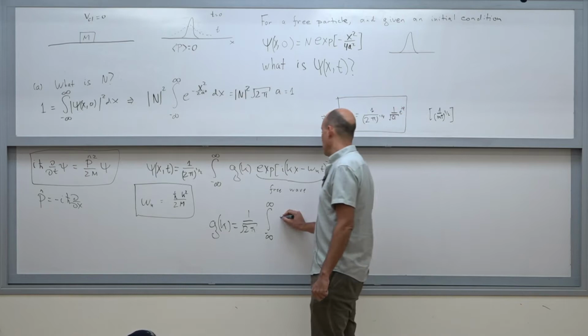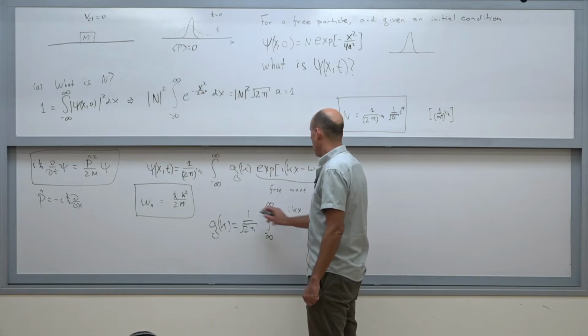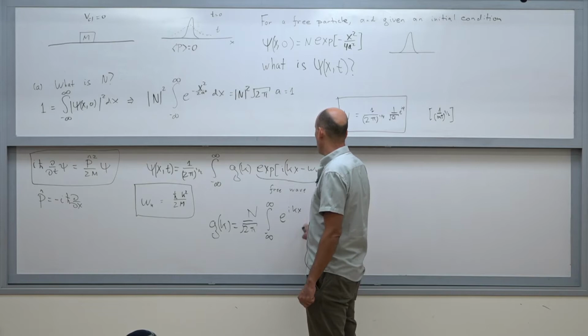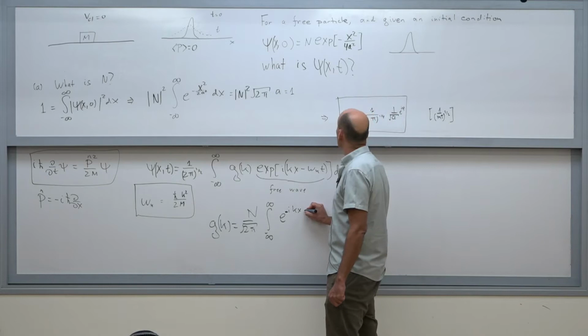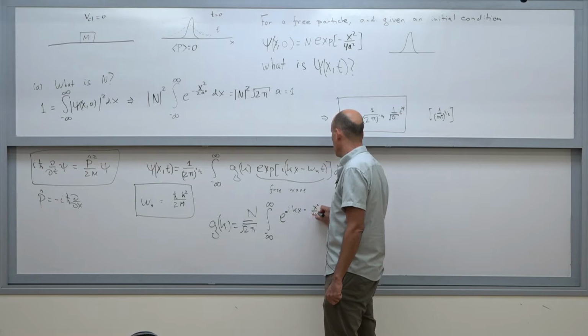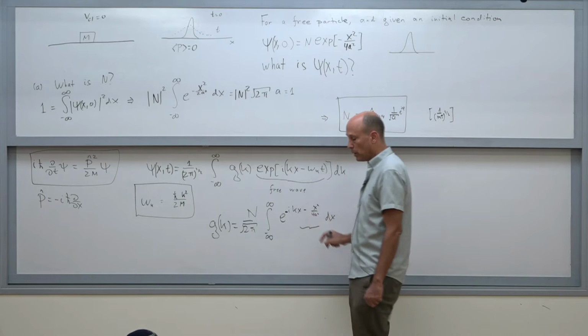e to the i k x, let's write it here, it was minus. One of them should be plus, the other one should be minus. Right, thank you. And then I have here e to the minus x squared over 4a squared, dx.